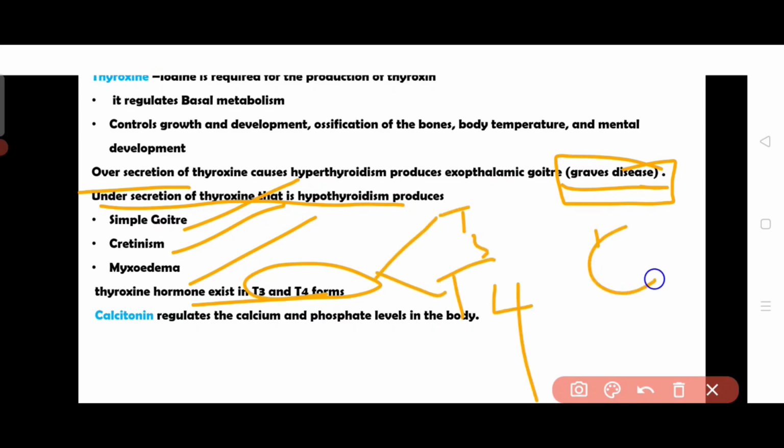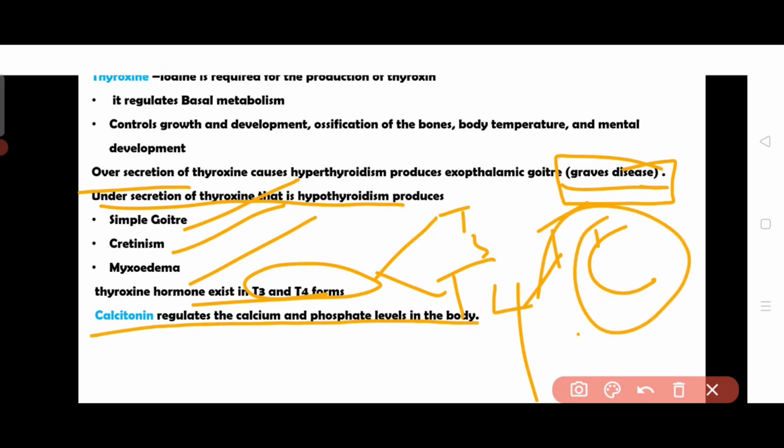The other hormone is calcitonin. In TC, next is calcitonin. Calcitonin regulates the calcium and phosphate levels in the blood.